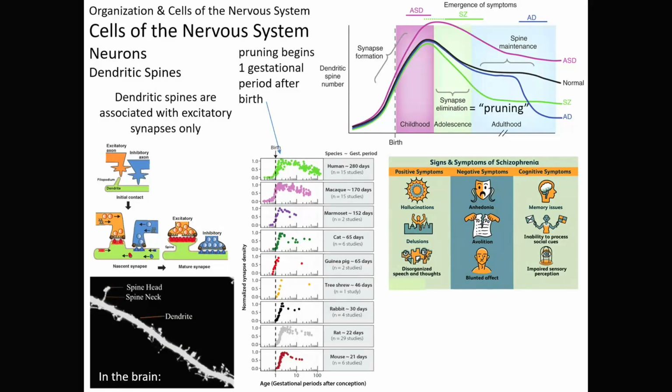I'll also lastly point out here, so AD is Alzheimer's disease. And here what we see is a really significant loss of spines later in life. And so again, this jives very much with the sort of memory impairment that's so characteristic of Alzheimer's patients.